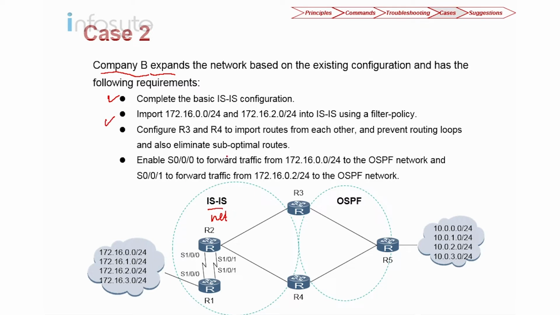Second, we are going to import 172.16.0.0/24 through 172.16.3.0/24 into ISIS using a filter policy. As you can see, we have 4 of these routes. The question requires us to allow only the even-numbered ones, so 172.16.0 and 172.16.2 go in, and the odd ones never do. Let's look into these two requirements in our lab now.